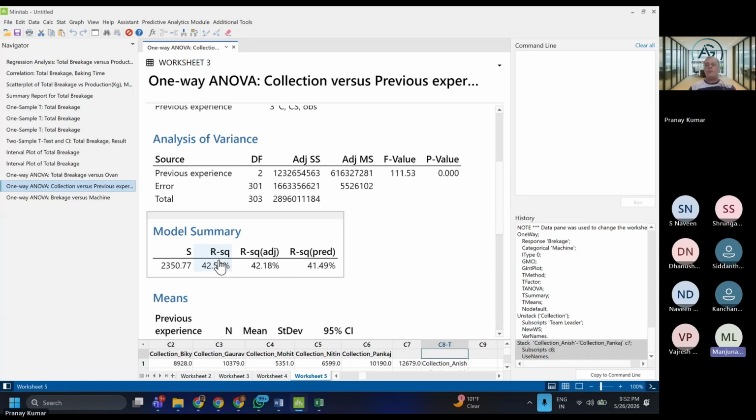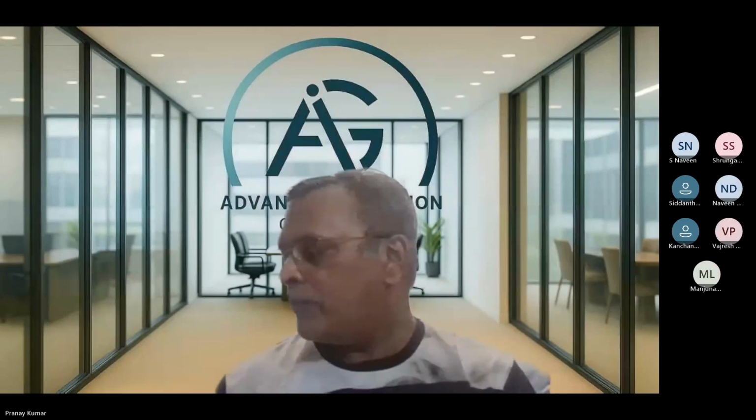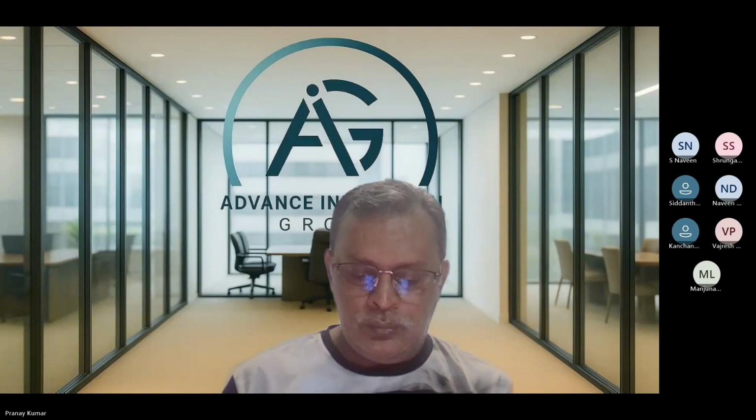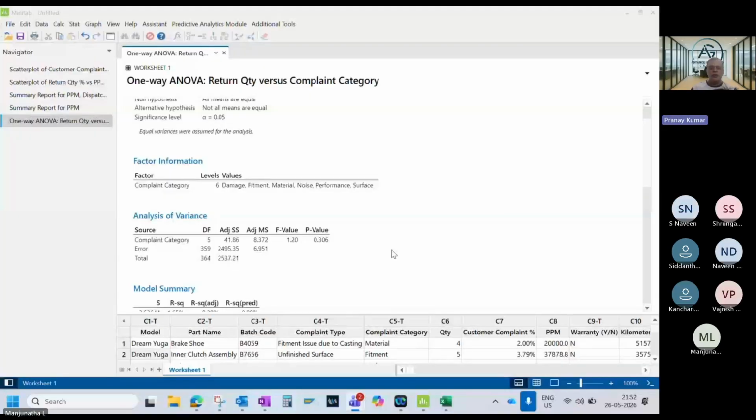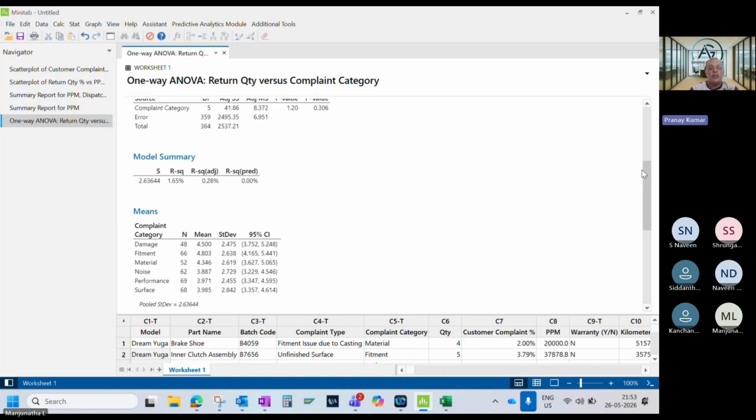Sir, I have one concern. I have taken an example of the manual emissions. I have taken return quantity versus complaint category. Ideally, return quantity is count data, discrete, so ideally you should not be doing one-way ANOVA here, but we can do it for practice sake. The p value is 0.306.